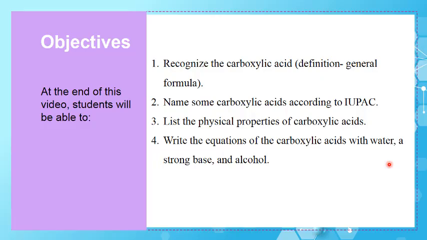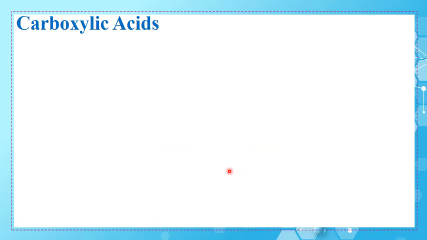In this part, we have these objectives: to recognize the carboxylic acid, to name them according to IUPAC, to recognize their physical properties, and finally to write the equations of the carboxylic acid with water, strong base, and alcohol. So let's start first of all with our first objective.